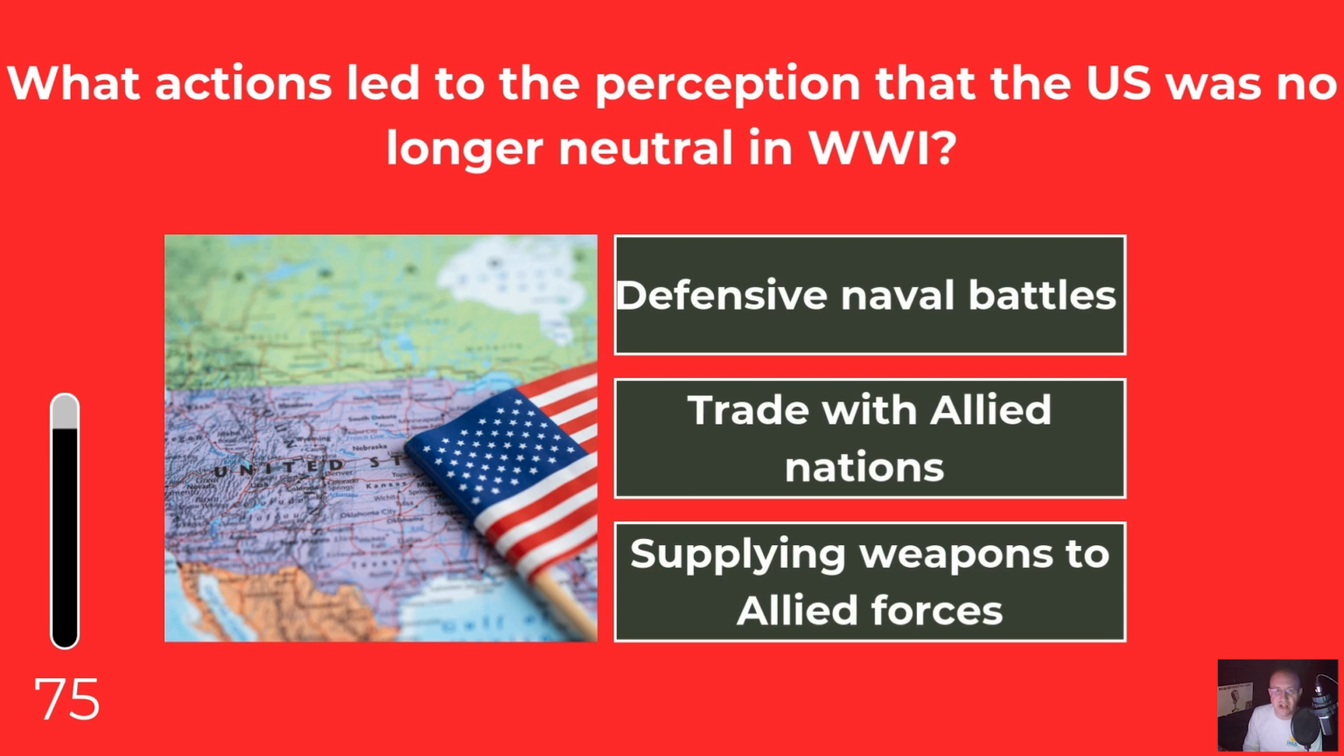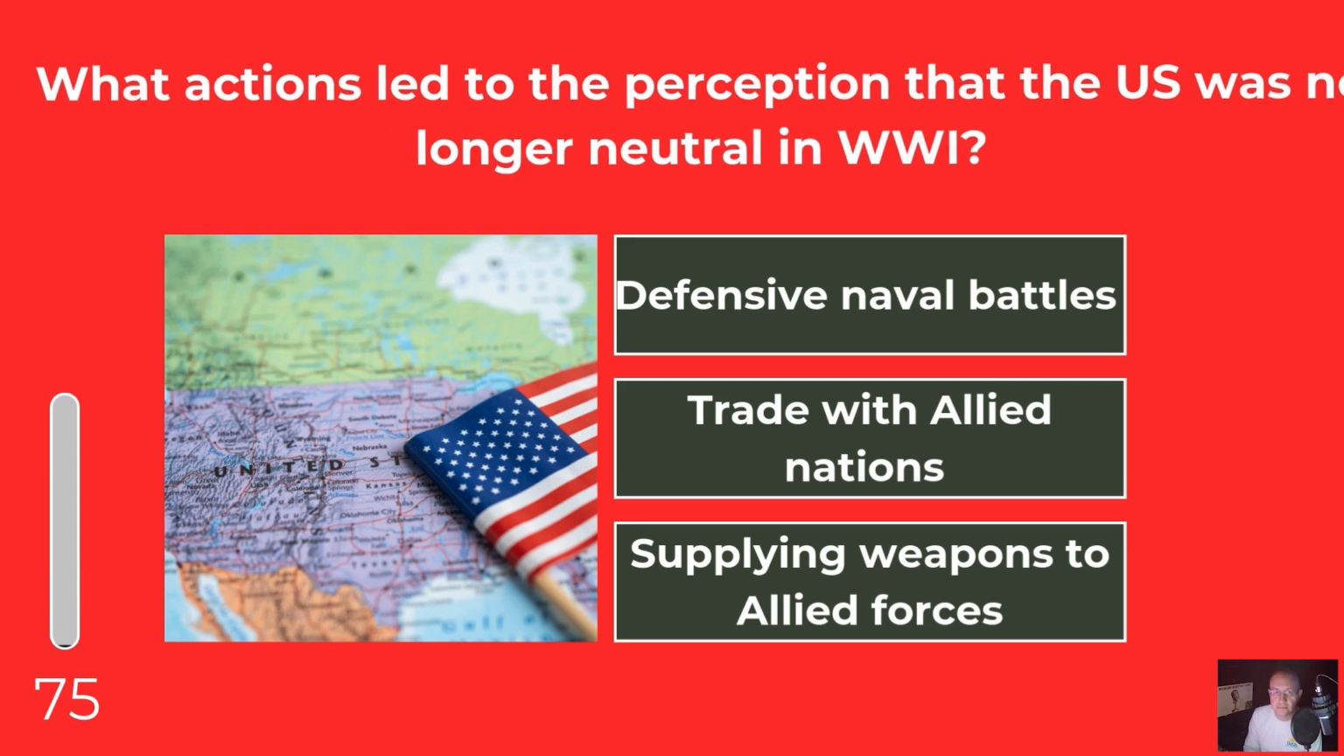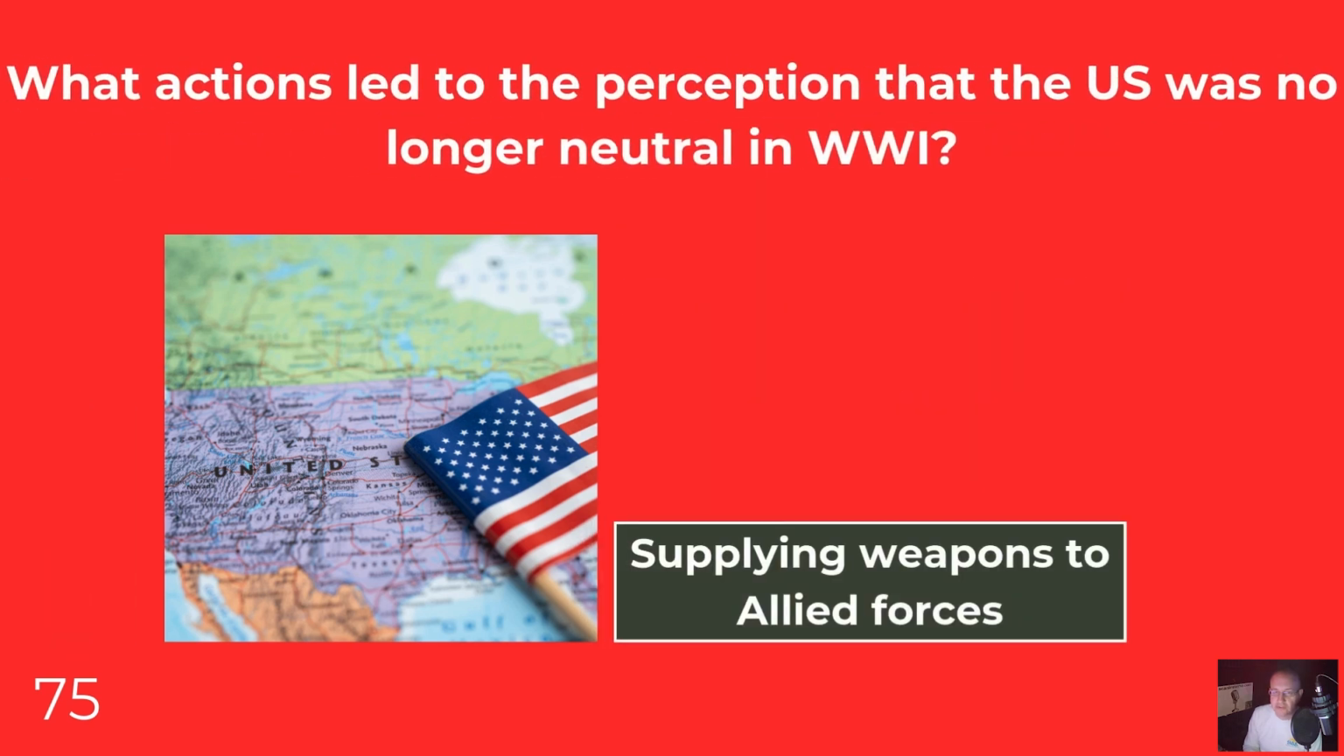What actions led to the perception that the U.S. was no longer neutral in World War I? Was it defensive naval battles, trade with Allied nations, or supplying weapons to Allied forces? It was supplying weapons to Allied forces.